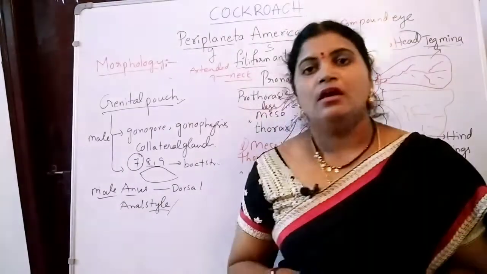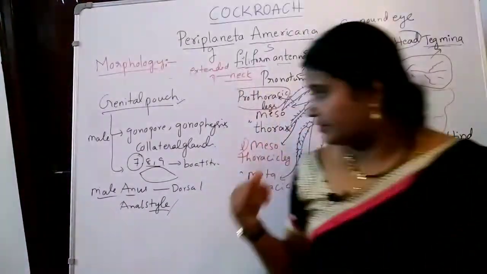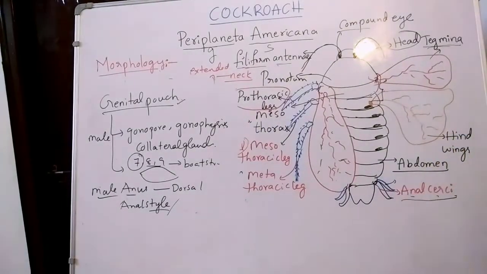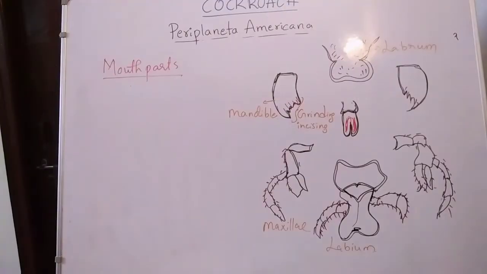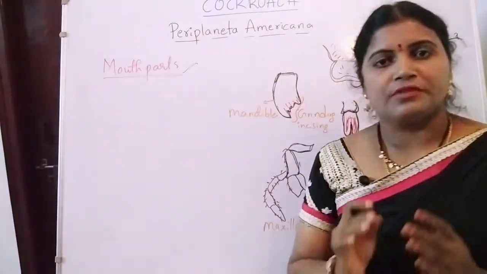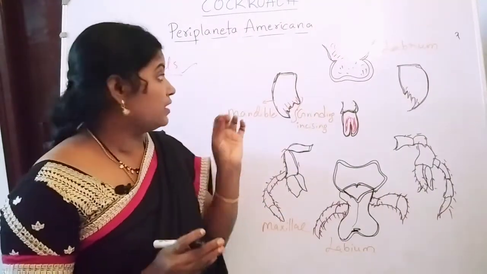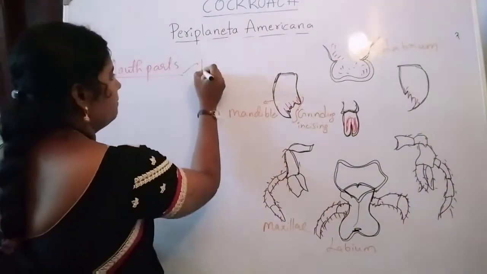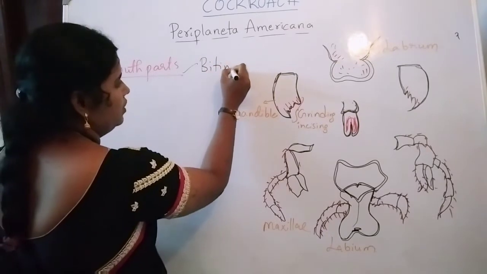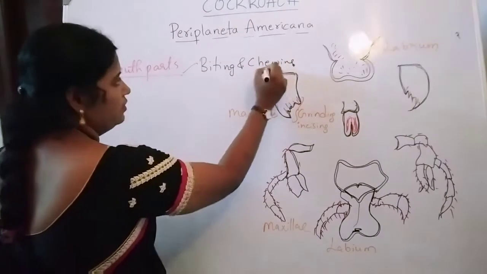Now we'll see the mouth parts of the cockroach, another important topic. So take the screenshot, all of you. Next we'll see the mouth parts. The mouth parts of the cockroach are also very unique. Why? Because these mouth parts are of the biting and chewing type. So the biting and chewing type starts in the cockroach.